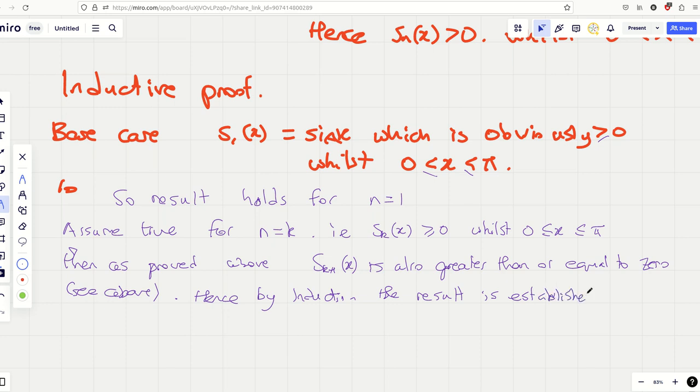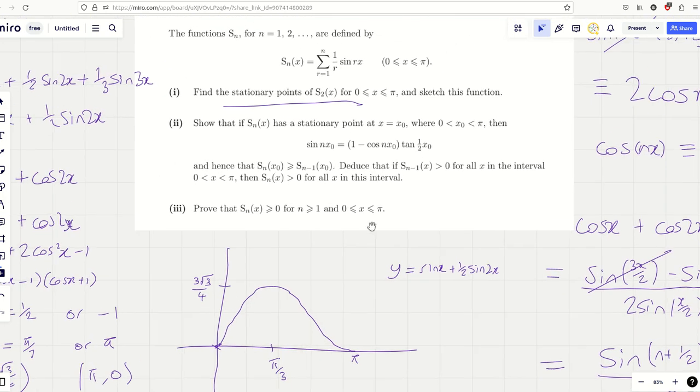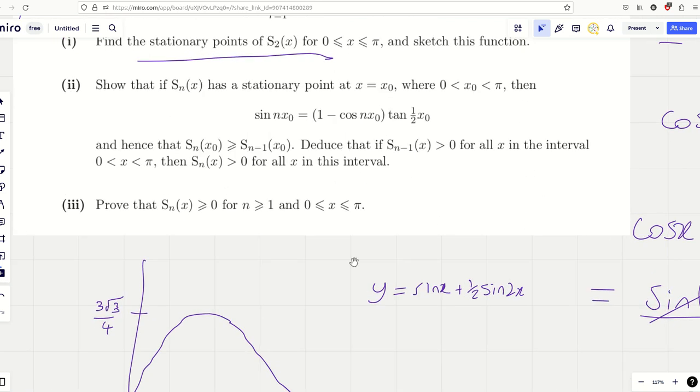I'm just going to get this video finished, but just to quickly describe my inductive remarks here, because you will lose marks in the exam if you don't say it properly. We've shown the result is true for n equals 1, and we've shown also in part 2 really that if the result is true for n equals k, then it must be true for n equals k plus 1. And as the result is true for n equals 1, and if it's true for n is k, it's true for n is k plus 1, then it follows by induction that it must be true for n greater than or equal to 1.